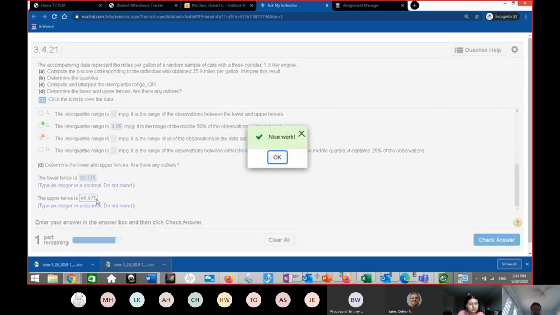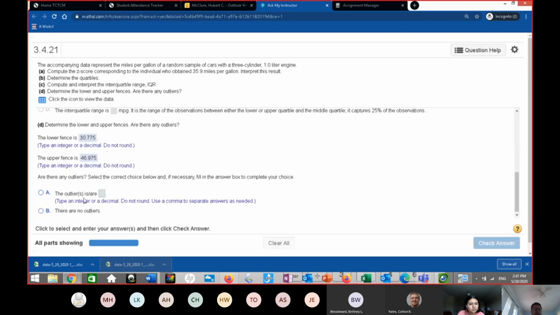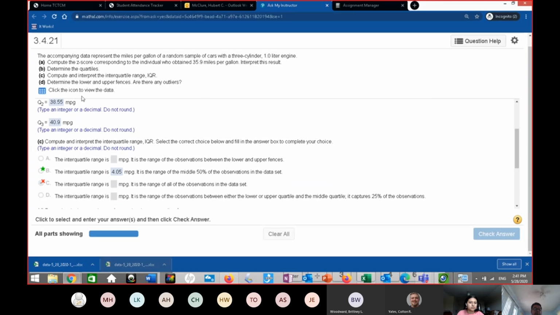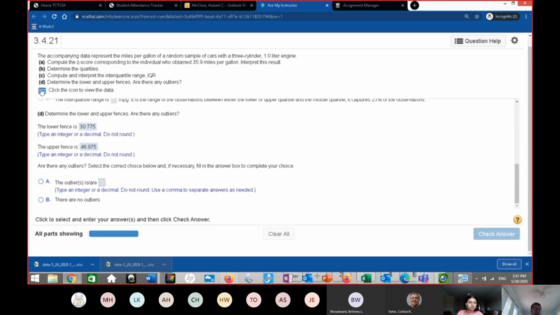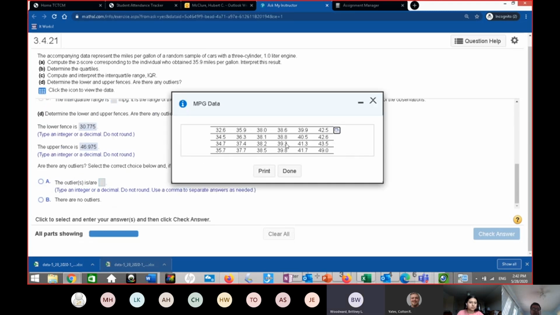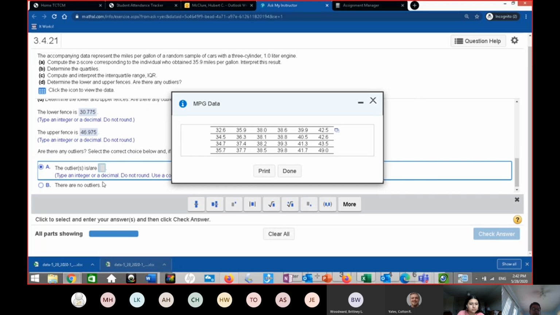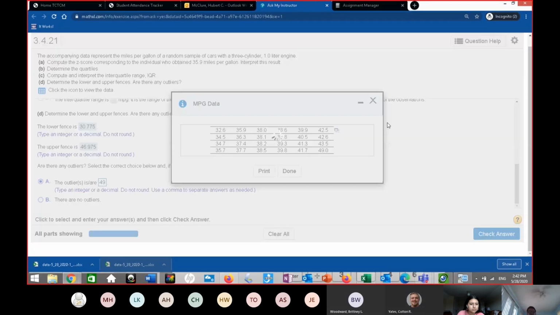And they might ask you, are there any outliers? So you look at your table. Do we have any that are below 30.77? I don't see any. Do we have any above 46.98? There's a 49. Okay, so we have one. That tells you what your outliers are.